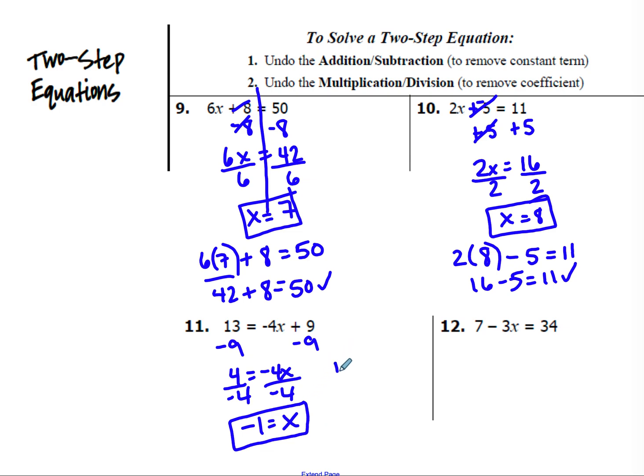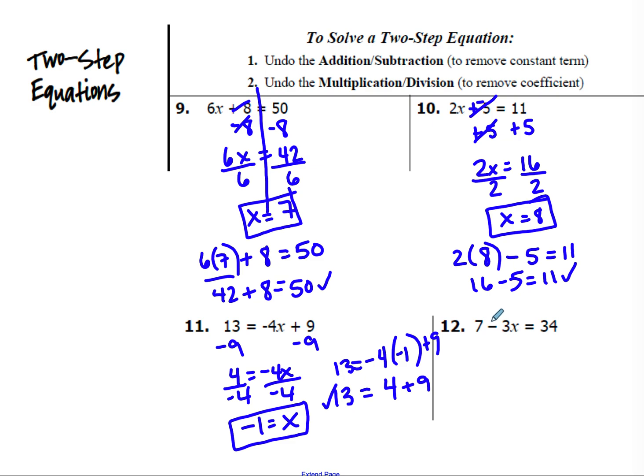Okay, let's check it. 13 equals, let me fix that, negative 4 times negative 1 plus 9. Negative 4 times negative 1 is positive 4. Same sign, answer is positive. 4 plus 9 does equal 13. Yep, we've checked it.